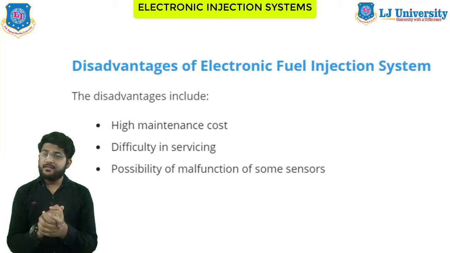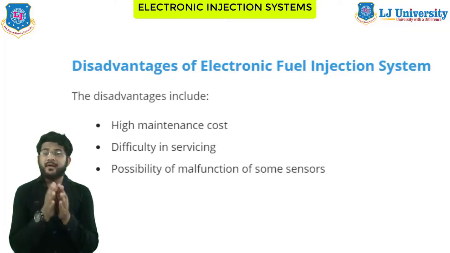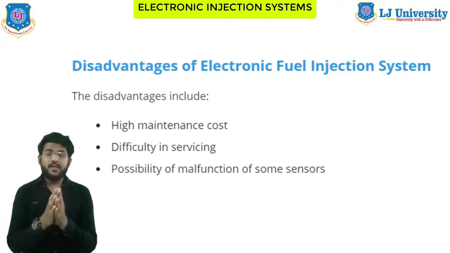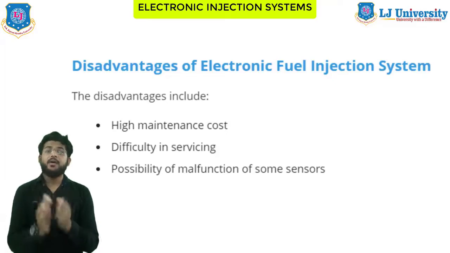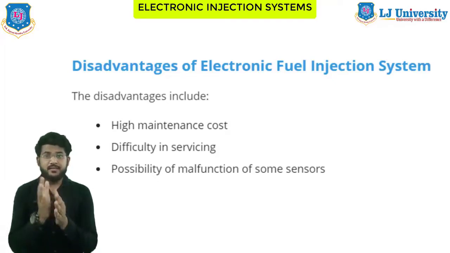Let's see the disadvantages of the electronic fuel injection system. So what are the disadvantages? First is high maintenance cost because it is very costly. Second, difficulty in servicing because it requires perfect knowledge and skills. And third one, possibility of malfunction of some sensors because all the sensors are connected with the ECU and operated singly over there. Okay, so that's it in this chapter.